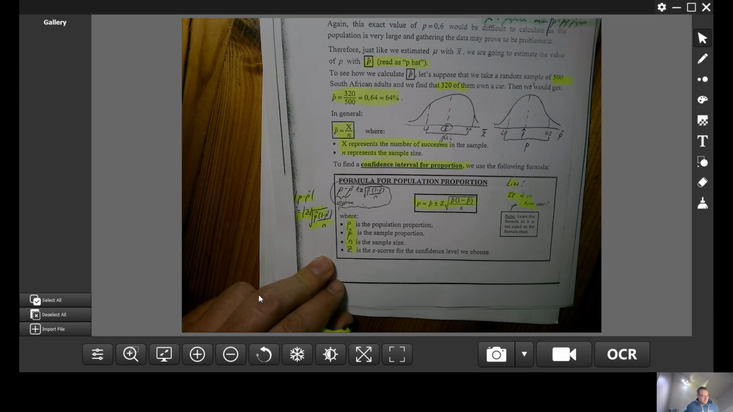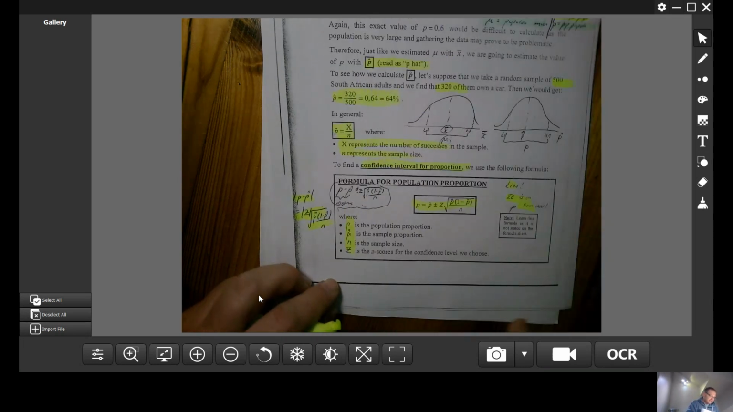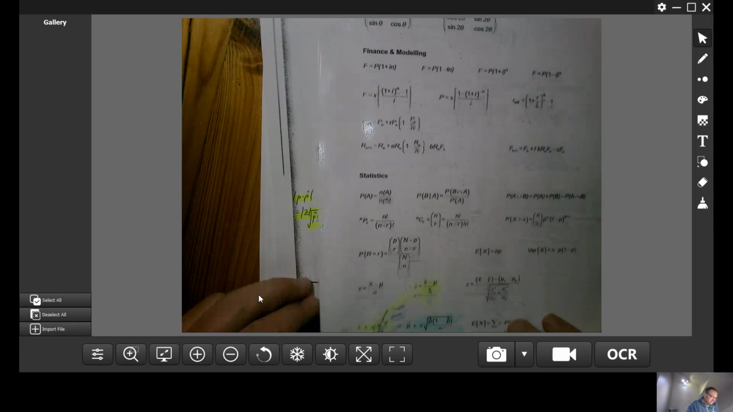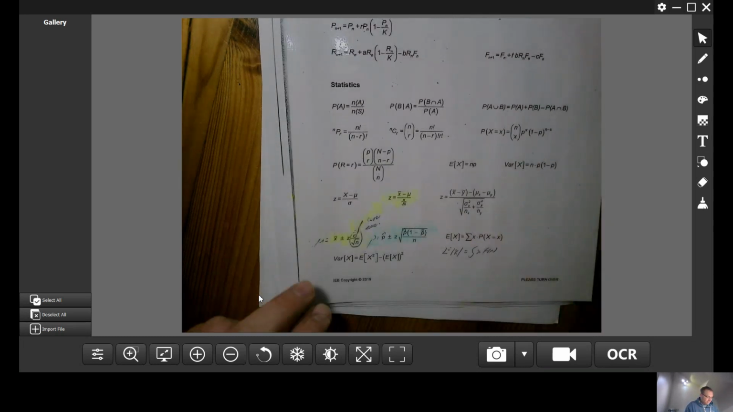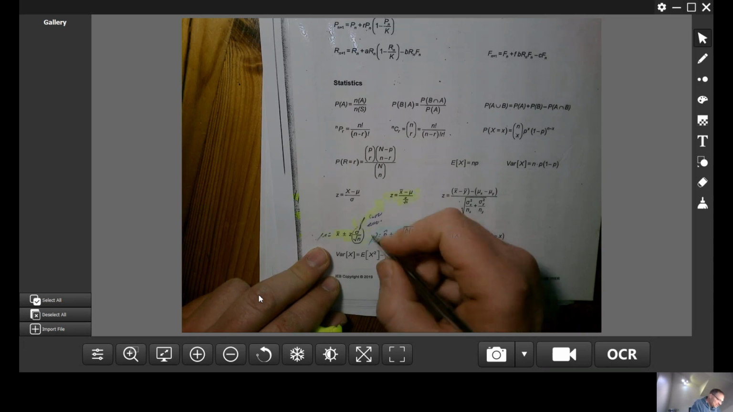Now, if you go to your information sheet, it looks slightly different. It's not on your information sheet, but it kind of is, just written in a different form. So you should really add this in whenever you get a formula sheet.